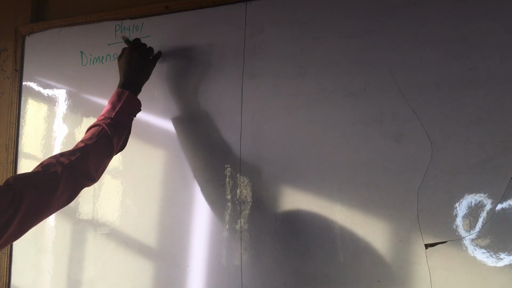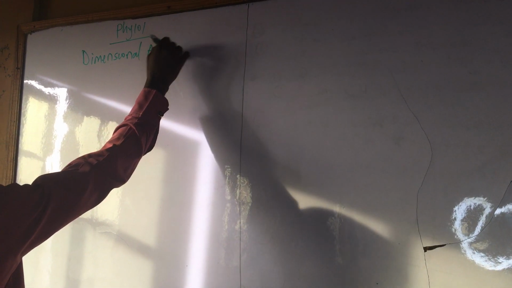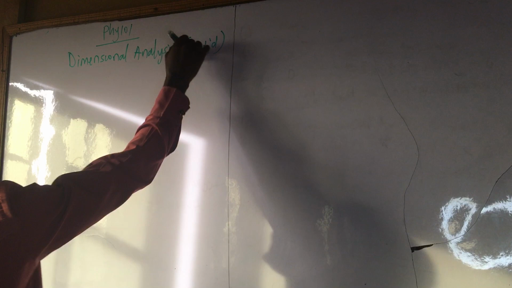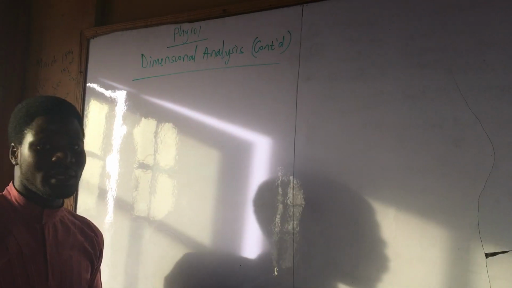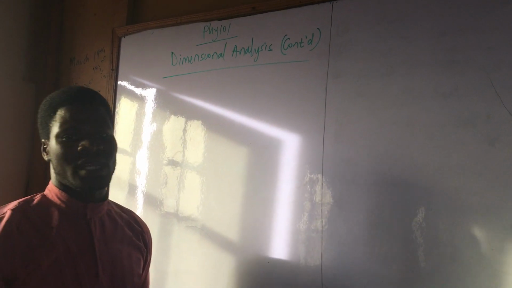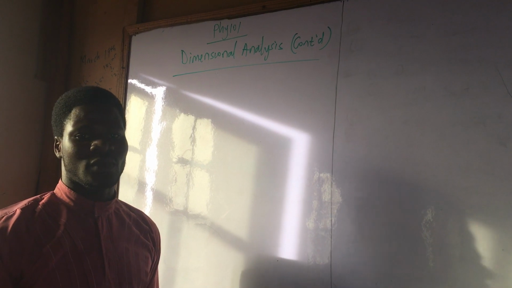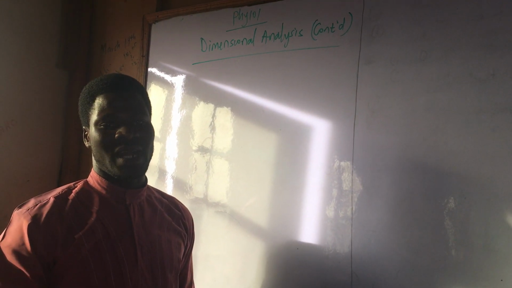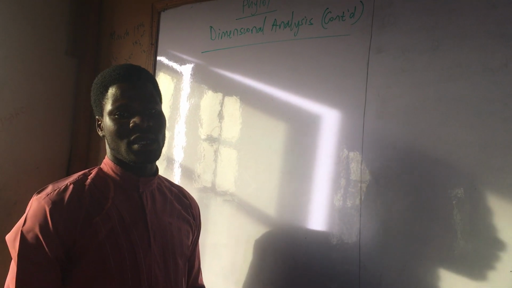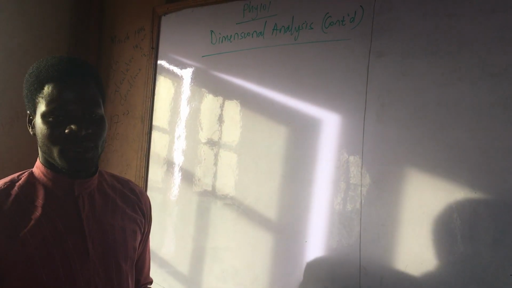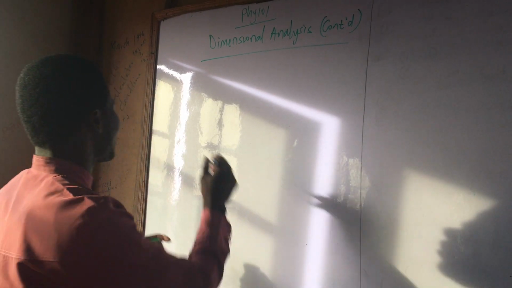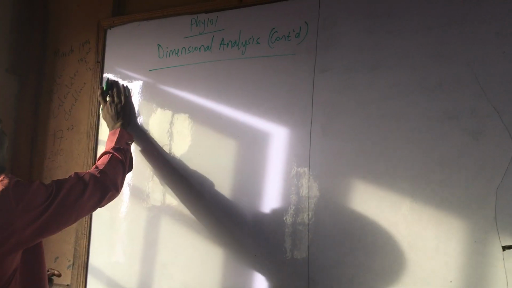Dimensional analysis. Remember, in the last class, I said the process of obtaining dimension of some quantities is what we call dimensional analysis. And we've obtained the dimension of 10 quantities. Let's look at 10 more. Let me call it 11.